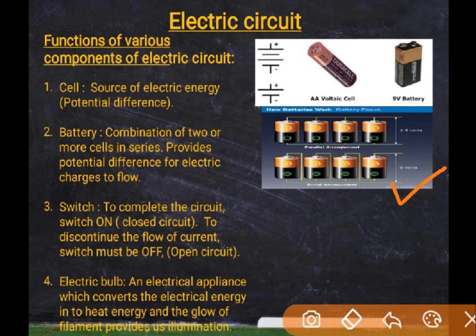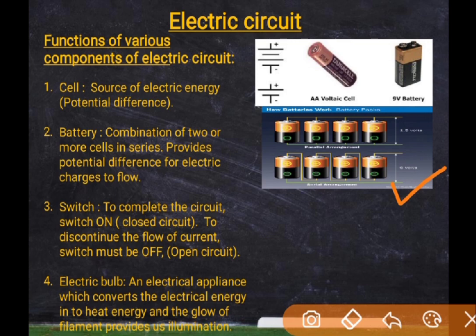Now the third one is the switch. To complete the circuit we have to switch on. When we switch on, we say that the circuit is complete and it is known as a closed circuit. To discontinue the flow of current, the switch must be off. When the switch is off, there is no flow of current and it is known as an open circuit.